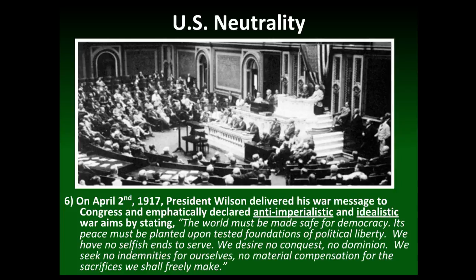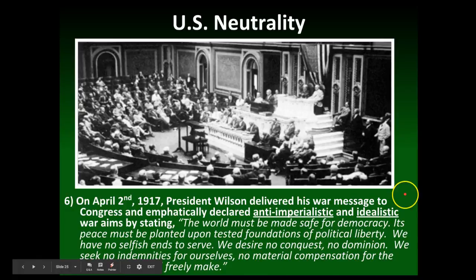And on April 2nd, 1917, President Wilson finally brings our country into war. And check out what he says. He says, "The world must be made safe for democracy. The world, its peace must be planted upon tested foundations of political liberty. We have no selfish ends to serve. We desire no conquest and no dominion."